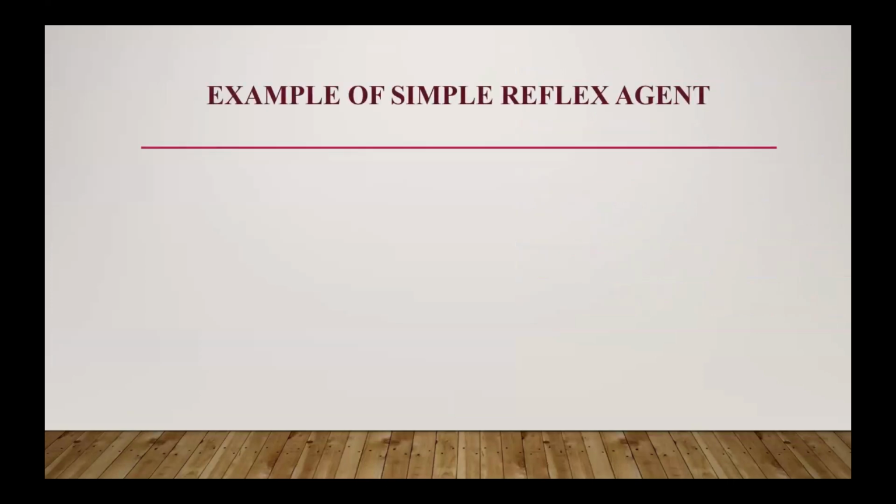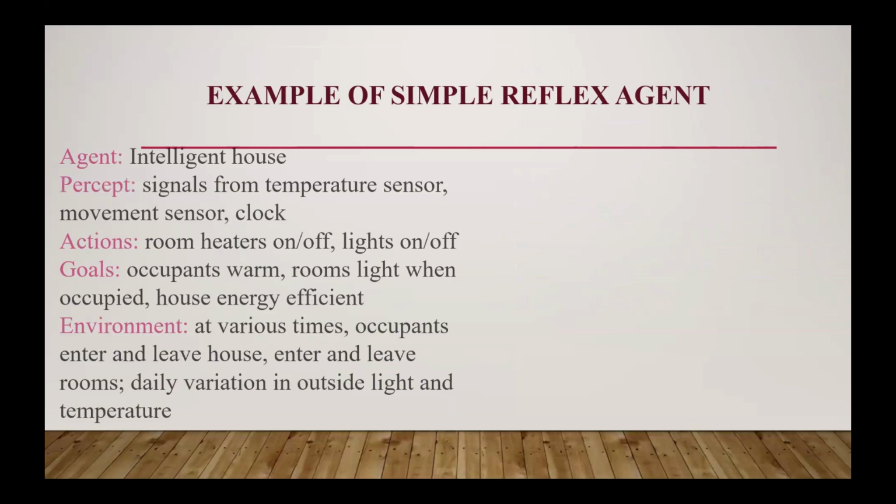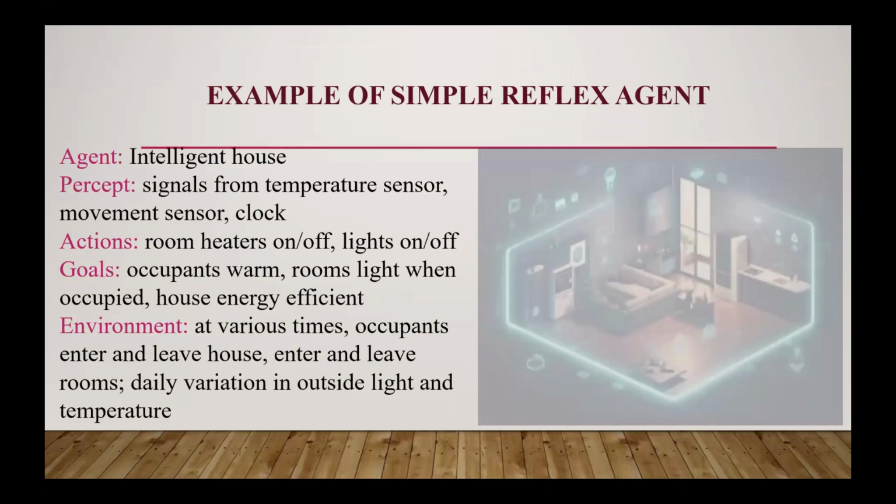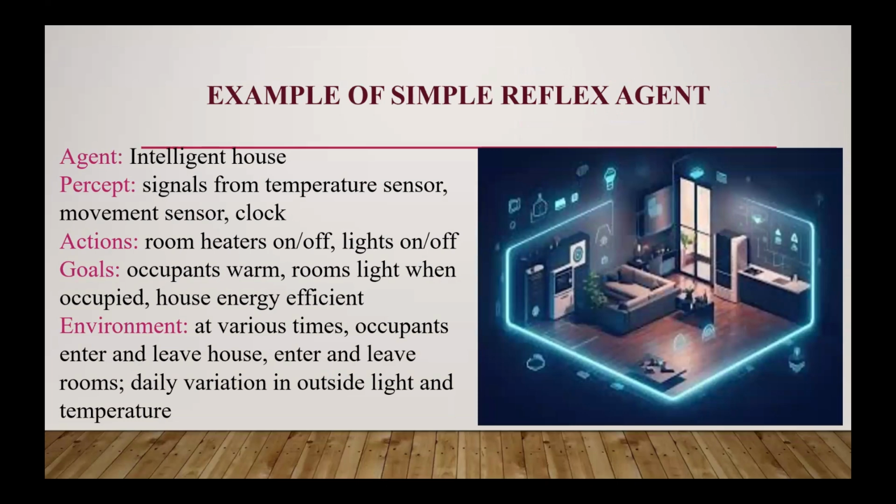So what are the examples of simple reflex agents? Let's start with one example, the intelligent house. Here the agent is the intelligent house. What does it perceive? It perceives signals from the temperature sensor, the movement sensor, or the clock, that is the time. So what is the environment? The environment is that at various times the occupants enter and leave the house, enter and leave the rooms, and there is daily variation in the outside light and temperature.